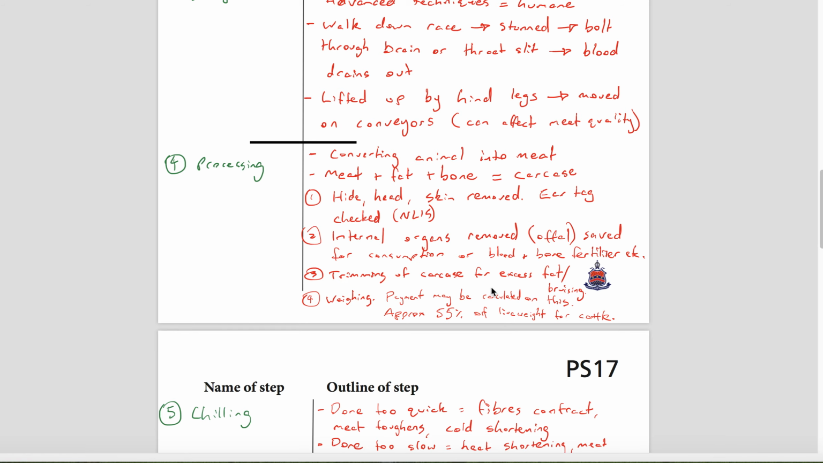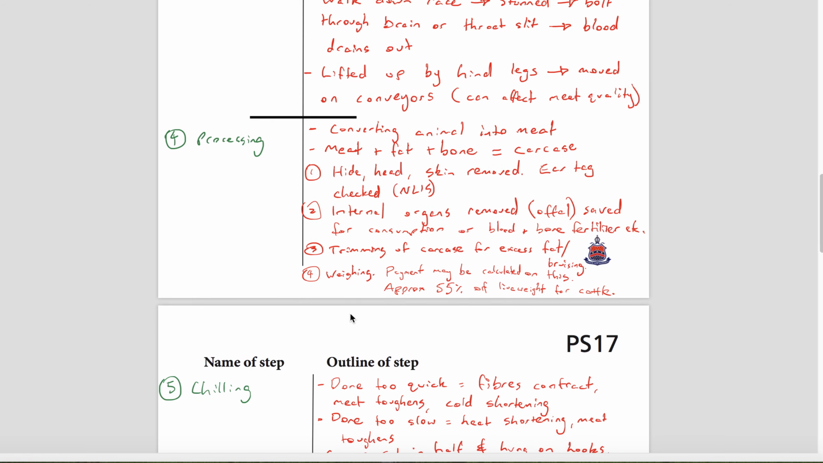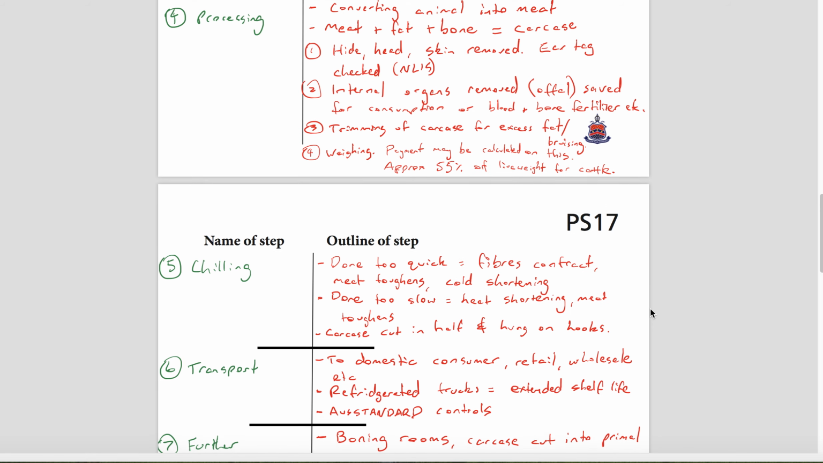The carcass will then be trimmed of excess fat and bruising if there is any, and then it'll be weighed, and normally the payment for that animal will be calculated on the weight of the carcass. Usually 55% of the live weight of the cow will end up being carcass. So the yield is 55% of the live weight, which gets turned into a carcass.